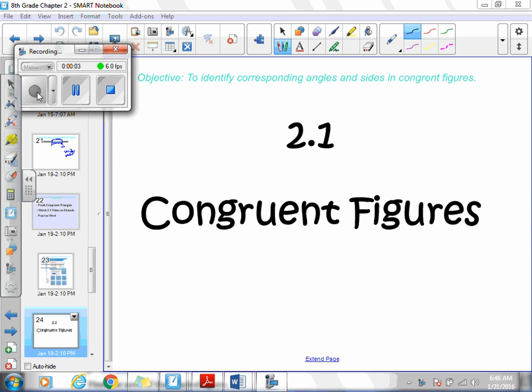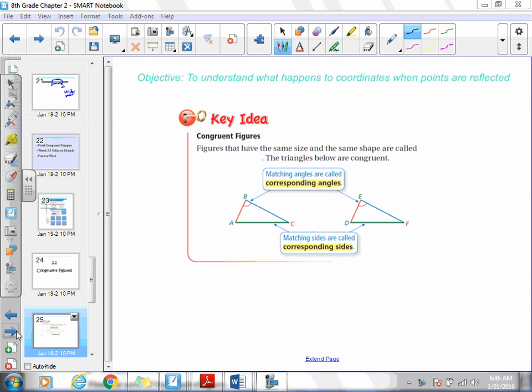Your goal while watching this video is to figure out how to identify congruent angles and congruent sides. Okay, so congruent again just means exactly the same. They have the same size, the same shape, they might be rotated differently. So figures that have the same size and the same shape are called congruent. Make sure you get that on your paper too.